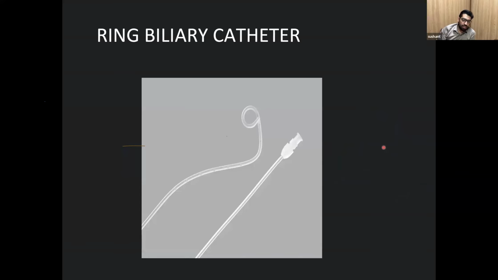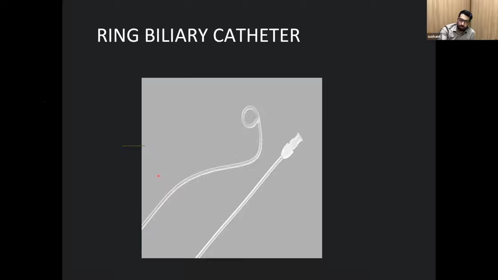And these are the ring biliary catheters. A ring biliary catheter has a pigtail configuration at the distal end and multiple holes. This catheter is generally used in percutaneous drainage of the biliary system. When we cross the narrowing, the catheter is placed across it, so we will have some holes proximal to it and some holes distal to it.